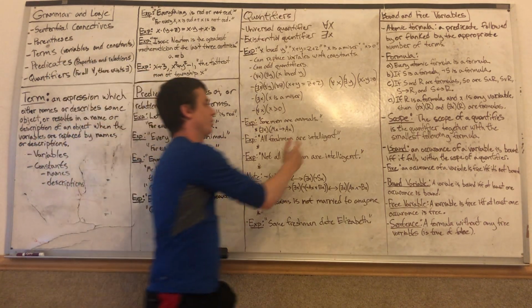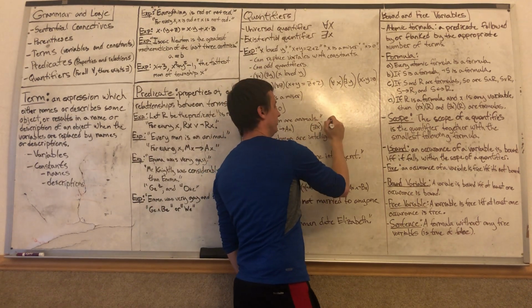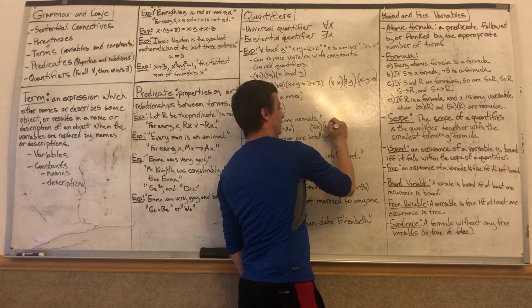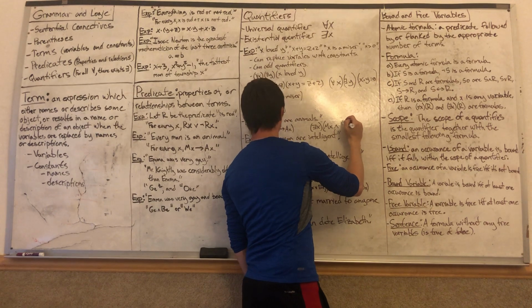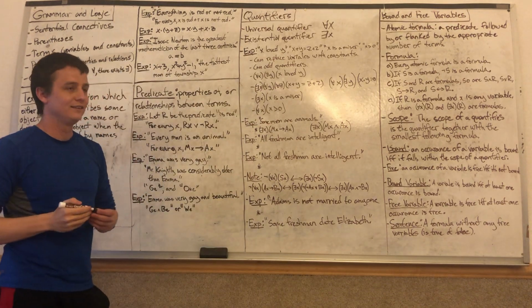So what I'm thinking is you could go for all x or every x. There exists, I mean, there exists x such that x is a man and x is an animal. Hmm? Wow. Implies x is an animal.